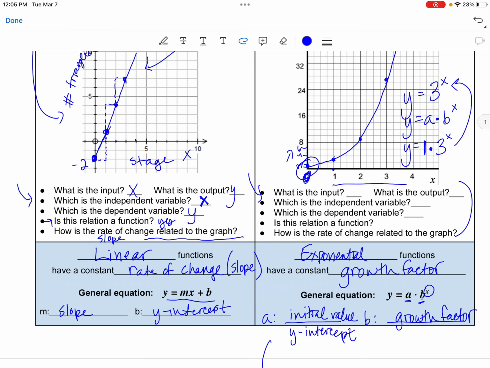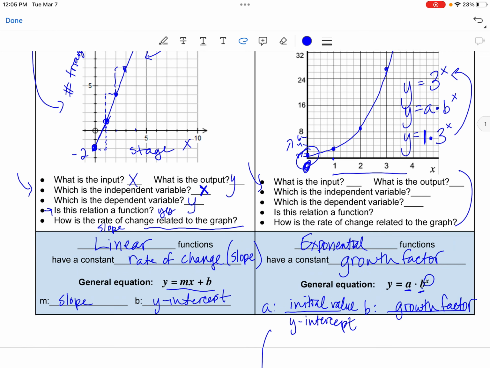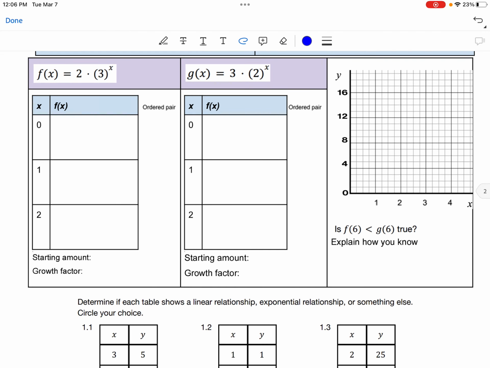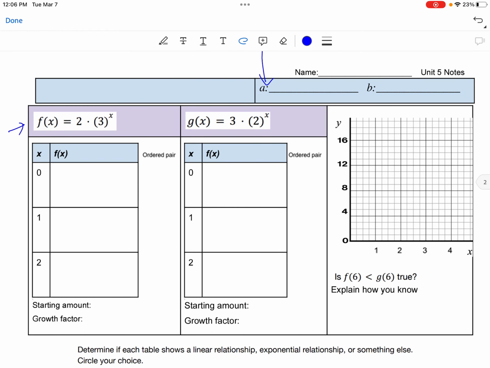Is that the same as this? Yes, it is. We just have that sort of invisible times 1. So yes, we met that criteria of the general equation for exponential growth. Now here, you have two new equations for exponential growth, and they are in the form y equals a times b to the x. This one is in that form, and this one is in that form. So we're going to find a few ordered pairs here. We're going to plug in a few different inputs, values of x, into our equation.